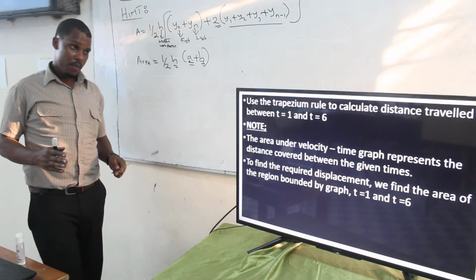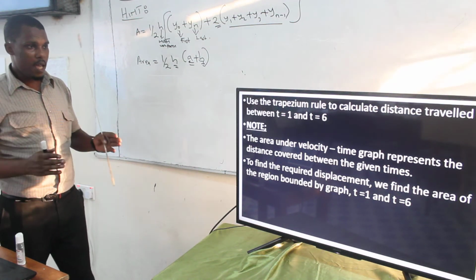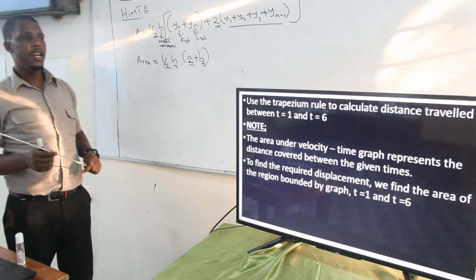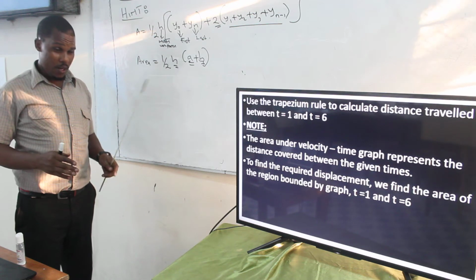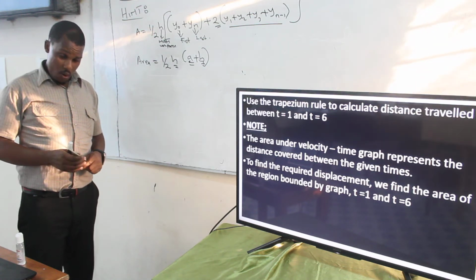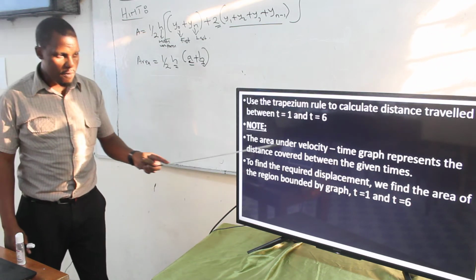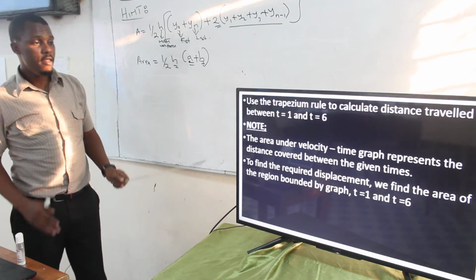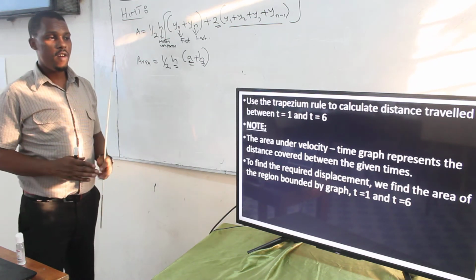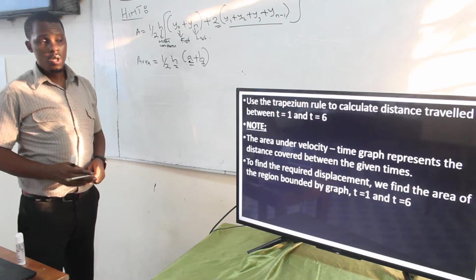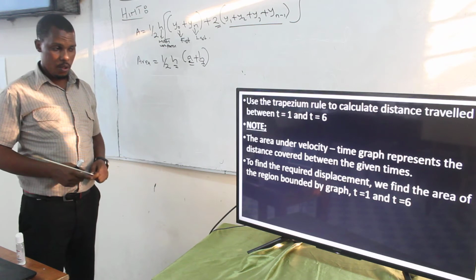Remember that in the case of the velocity-time graph, if you need to calculate the distance covered by the motor vehicle, you need to calculate the area under the graph. So the first thing to emphasize: the area under the velocity-time graph represents the distance covered between the given times. So to come up with the area under the graph, once you sketch it, you can calculate it.